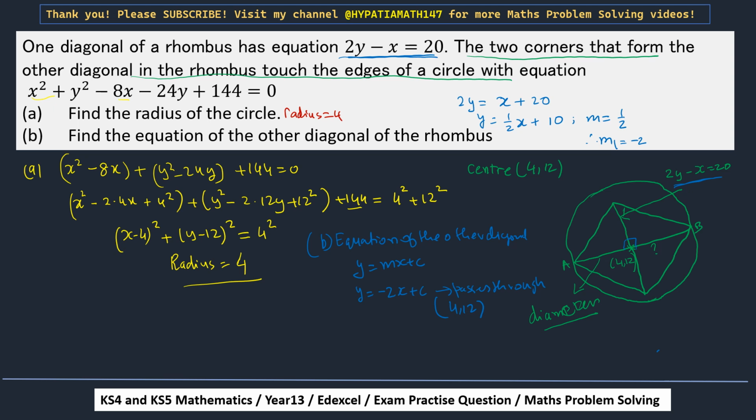So substituting the values, 12 equals minus 2 times 4 plus c. So 12 plus 8 equals c, and that is 20. So our answer to part B, find the equation of the other diagonal of the rhombus, is y equals minus 2x plus 20, and that is the answer. So we are right in our assumptions.